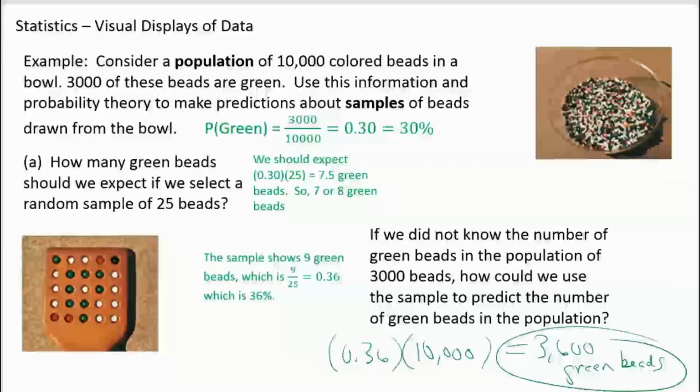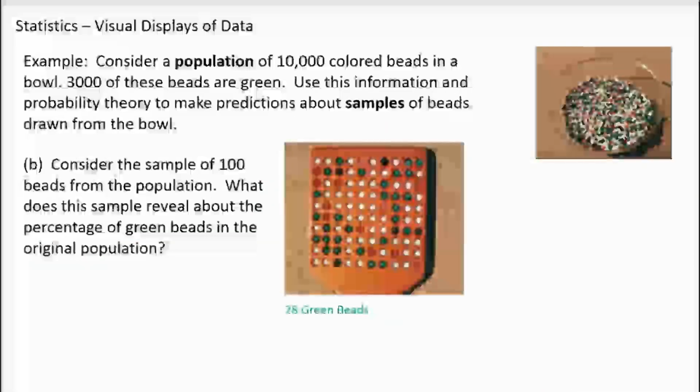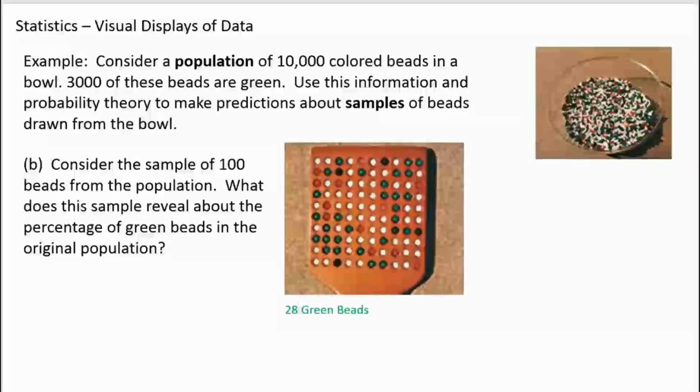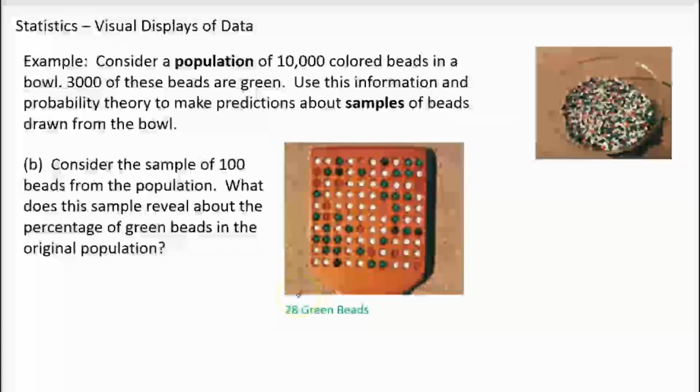Let's find out. All right, so question B, consider the sample of 100 beads from the population. Now, we decided 100 or 50, anything more than 25 might give us a better sample to estimate the original population. What does this sample reveal about the percentage of green beads in the original population? Now, instead of counting them this time, again, it's hard to tell the difference between the blue and the green beads. There are 28 green beads. You'll have to just trust me or pause me and count them yourself.